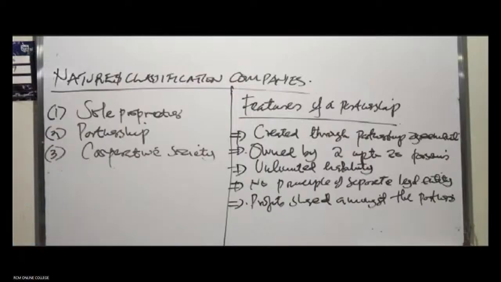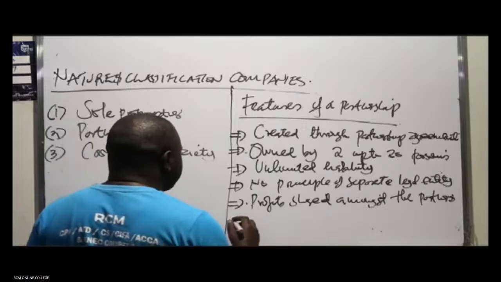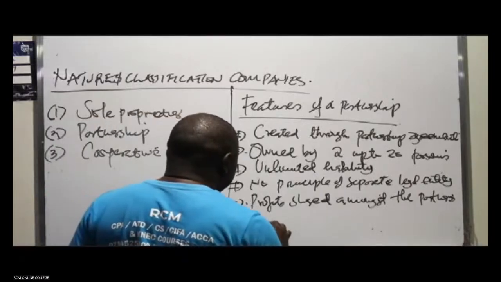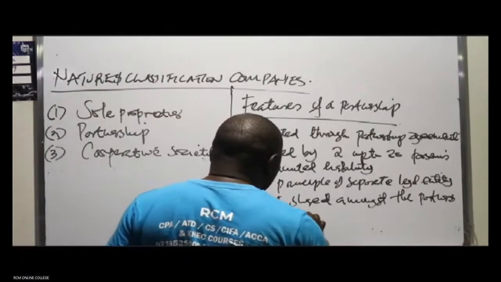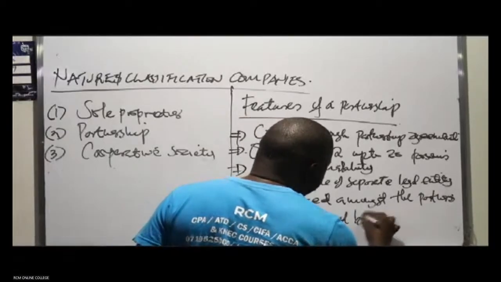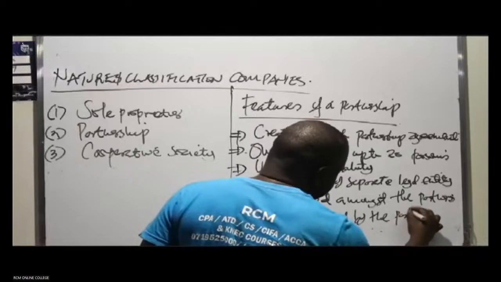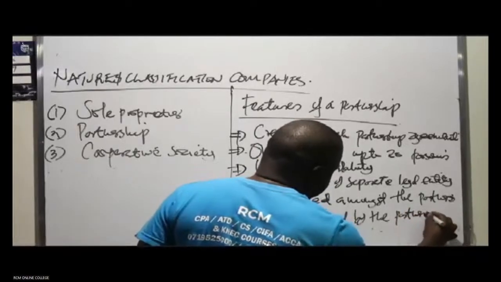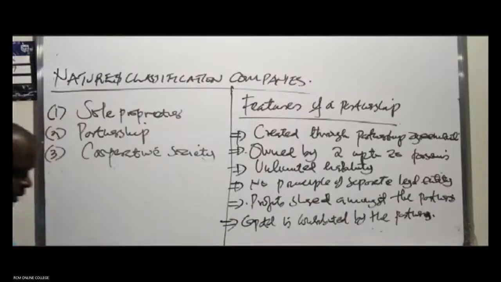So the partners contribute what? The capital. The capital is contributed by the partners. That is correct. So in this case, the partnership contributes to what? To the capital. Co-ownership of property, or the property is actually owned by the partners.